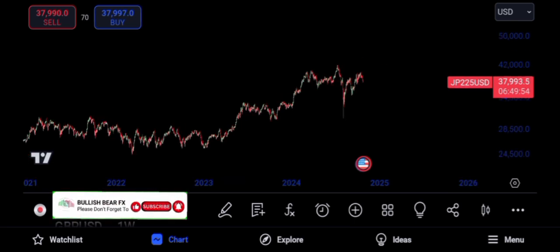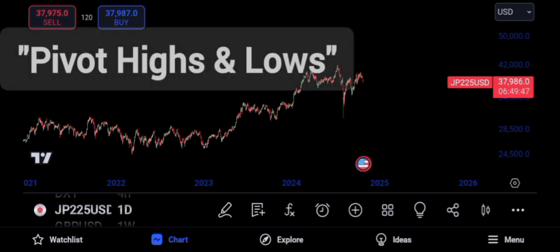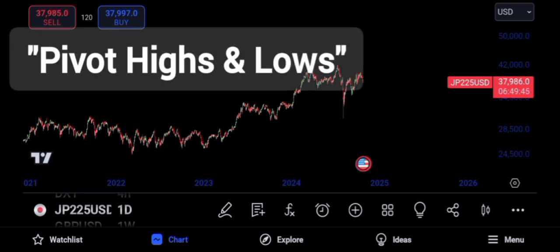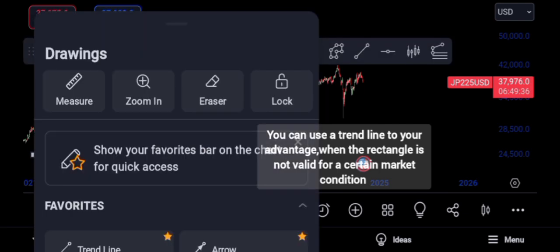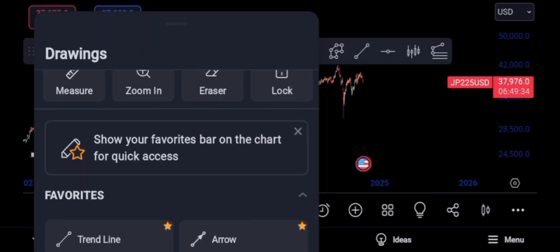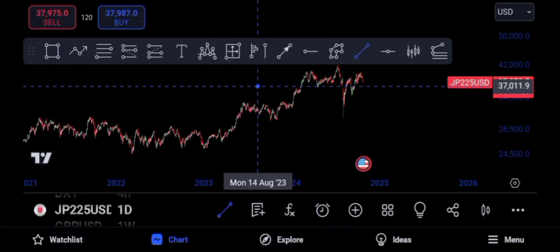So basically guys, I'm going to start off by teaching you what trend lines are. Trend lines are lines that are drawn to pivot highs or lows in the market, or you can use a trend line to draw your resistance or your support. A rectangle can draw that too. So I'll start off by showing you how you can use a trend line. Okay, so let me just get my trend line and then I'll draw my trend line from here.